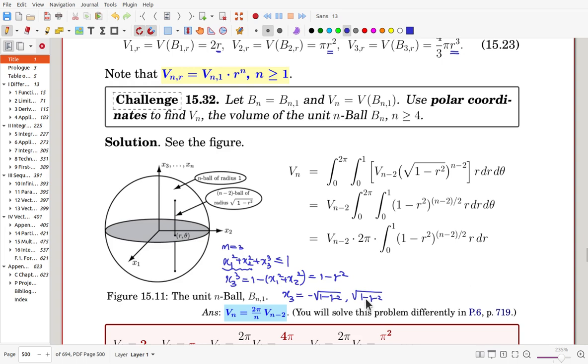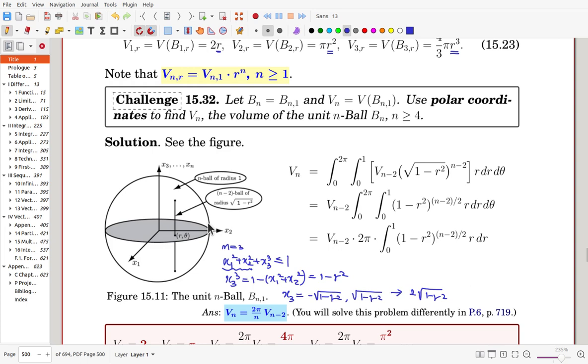That is now a 1 ball of radius square root of 1 minus r squared. So from here, the length is twice the square root of 1 minus r squared. We already know that the volume of a 1 ball is 2 times r, where r is playing the role of radius. So we can say that when n is 3, from here to there is a 1 ball of radius square root of 1 minus r squared.